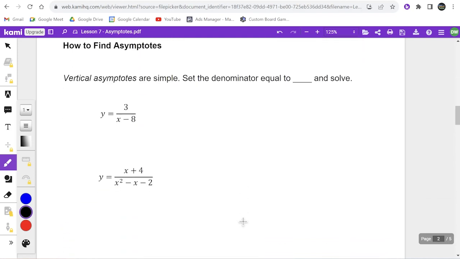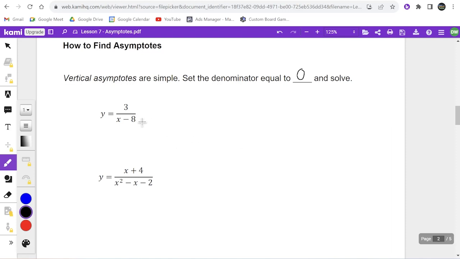So first, let's talk about vertical asymptotes. Remember the up and down ones. All you have to do is set the denominator equal to 0 and solve. And this makes sense because of what we said earlier. What did we say earlier? We said that the vertical asymptote is where the denominator is 0. So if you set the denominator equal to 0 and solve, that's how you get your vertical asymptotes.